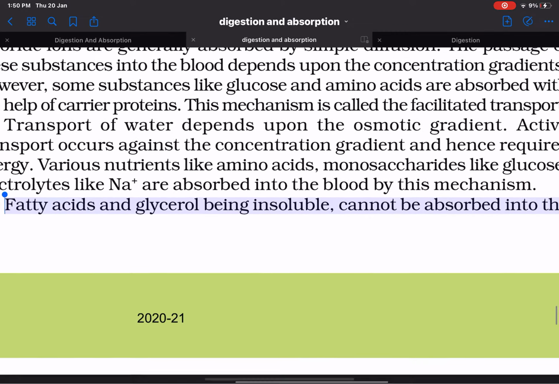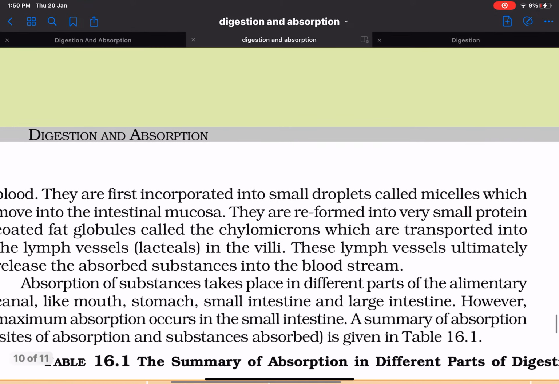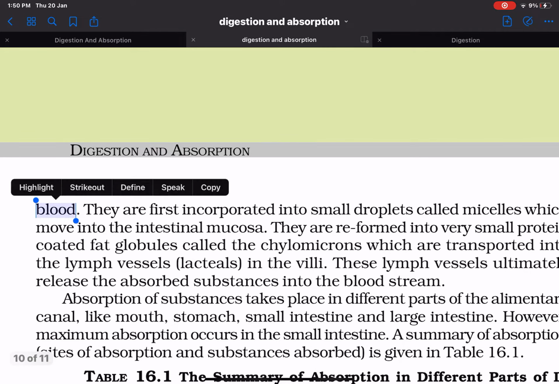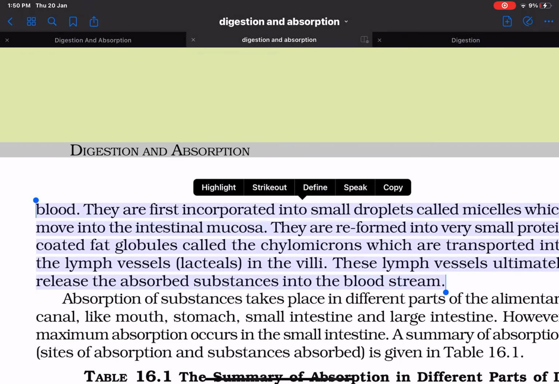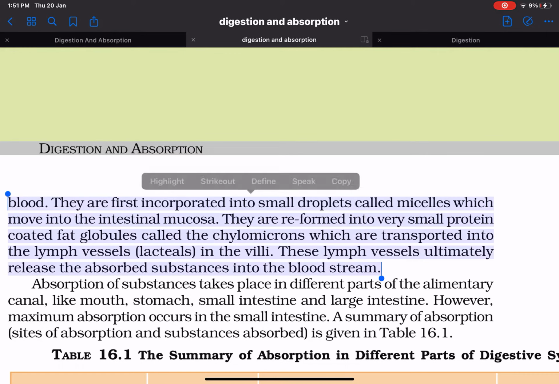Fatty acids and glycerol, being insoluble, cannot be absorbed into the blood. They are first incorporated into small droplets called micelles which move into the intestinal mucosa. They are reformed into very small protein-coated fat globules called chylomicrons, which are transported into the lymph vessels, lacteals, in the villi. These lymph vessels ultimately release the absorbed substances into the bloodstream.